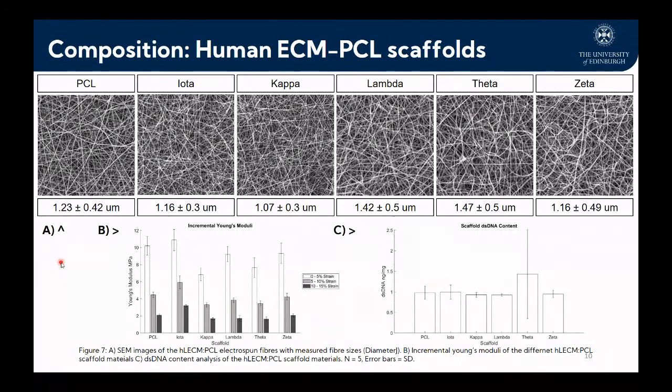We incorporated each different ECM into PCL electrospun scaffolds with a consistent morphology. And we found that the addition of different ECMs actually contributed to a different level of stiffness that we've seen in our tensile testing. We also did some further DNA analysis on the final scaffold material, showing a DNA content of around 1 nanogram per milligram. So as we dilute the ECM in these PCL structures, we're seeing less of this immunogenic material.